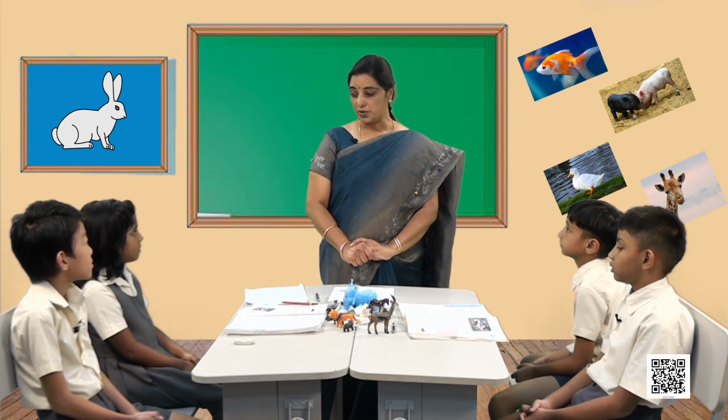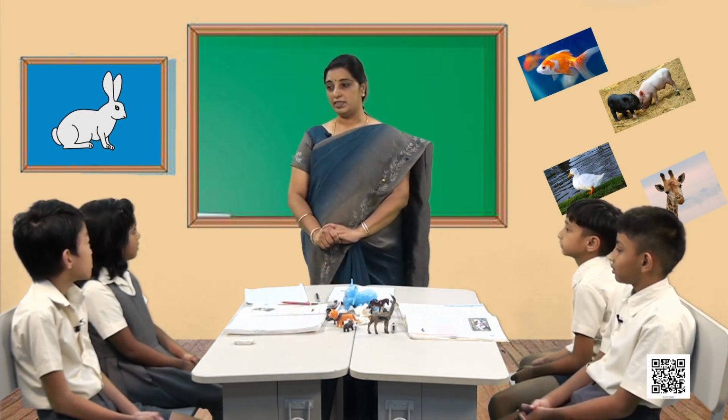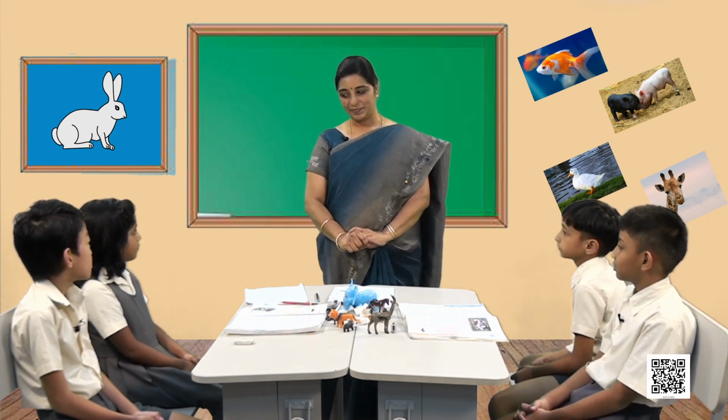Yes, ma'am. So, you must be having a pet animal at your home. What animal do you have at your home? Dog. What is its name? Pozo. Pozo, very good. What does it eat? Pedigree. Pedigree, wow. It eats biscuits or rice. So, you know what it eats.